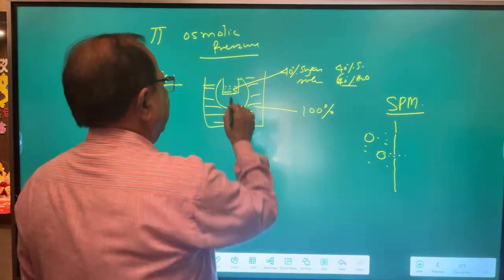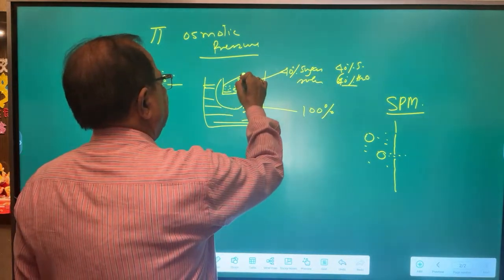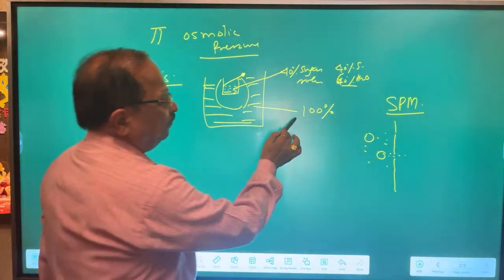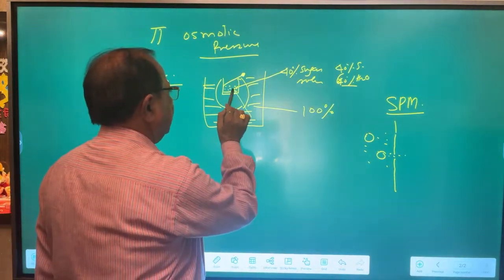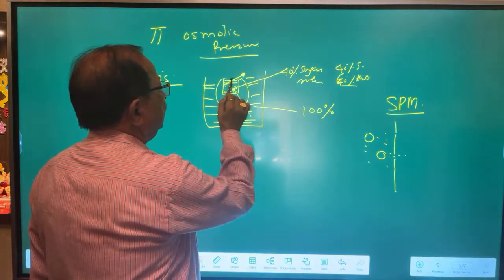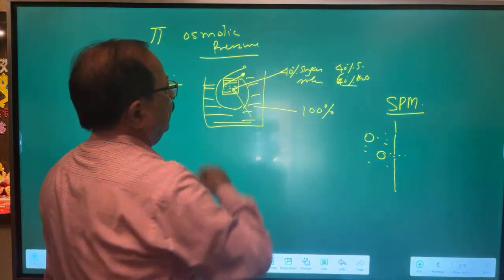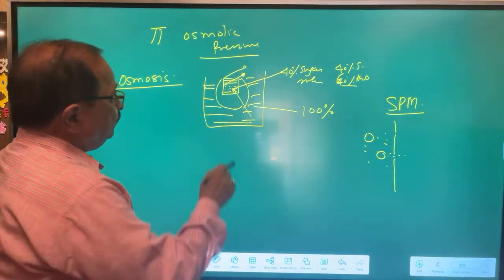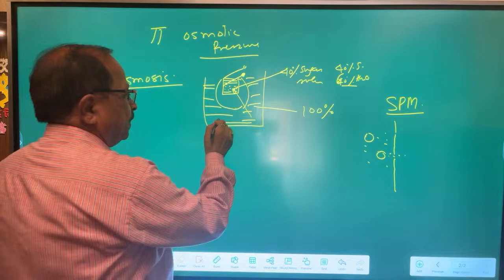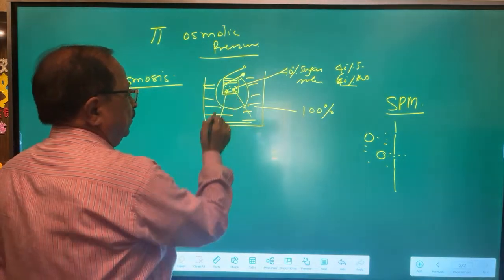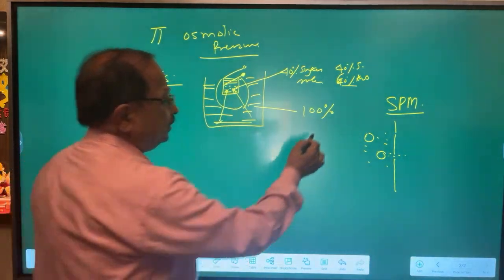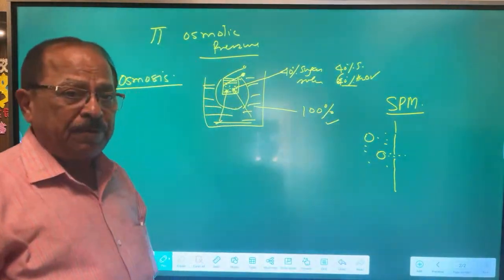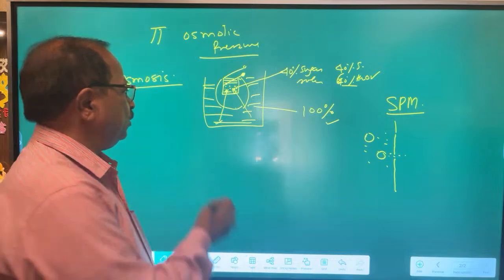So what will happen if you put a pin over here to know the level of the sugar solution which we have put? After some time, what will happen? Water will start moving into this and the level will start rising. Okay, so you will find that the level of the sugar solution will go up. This process in which solvent molecules from the region of their higher concentration have moved to the region of their lower concentration through a semi-permeable membrane is known as osmosis.